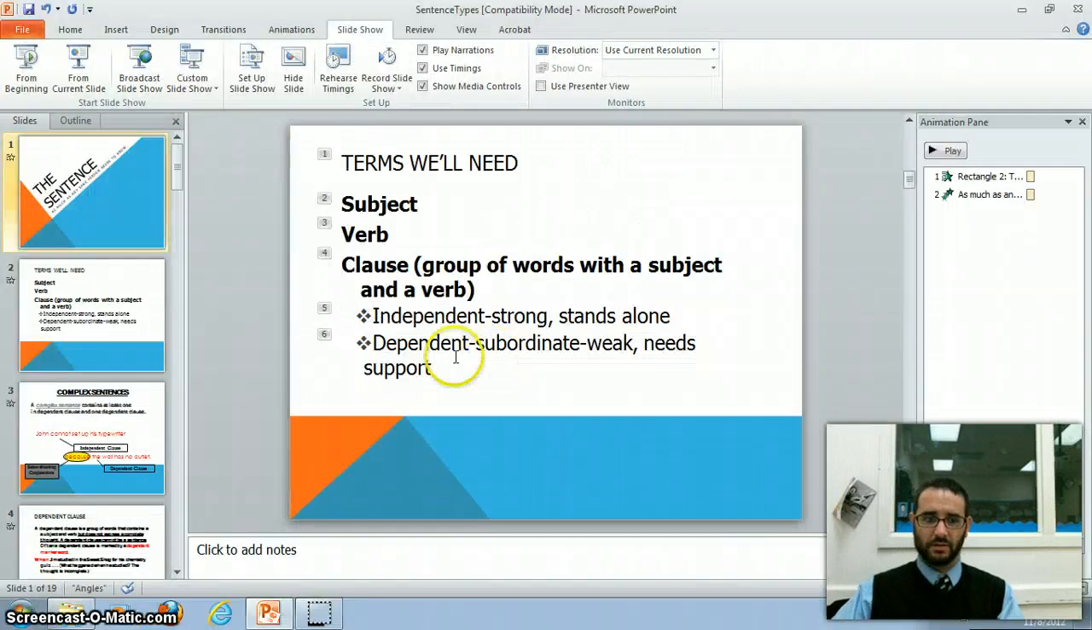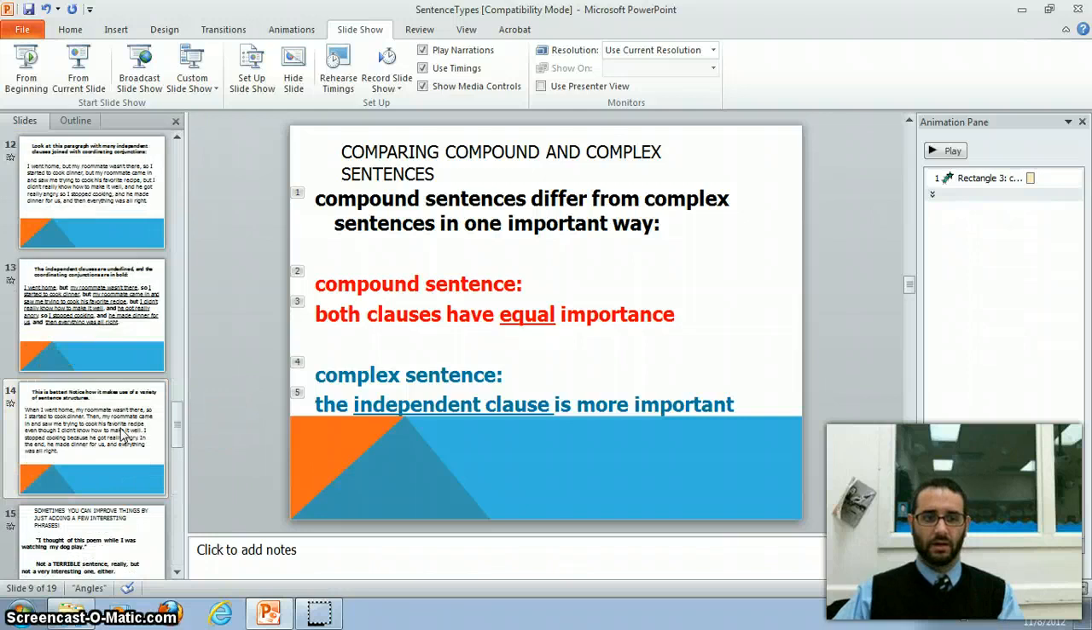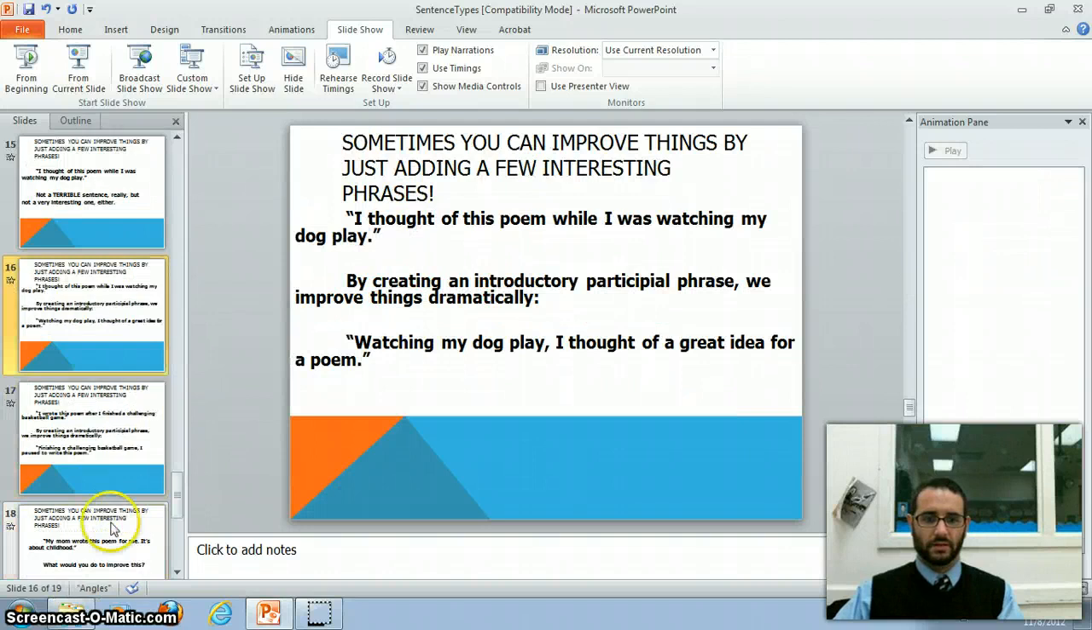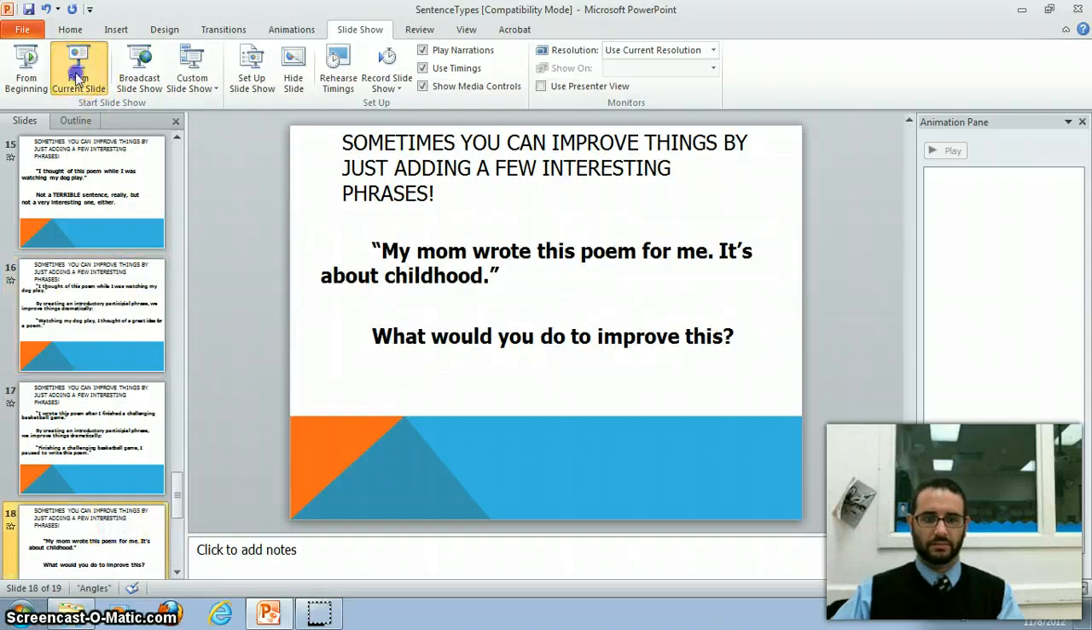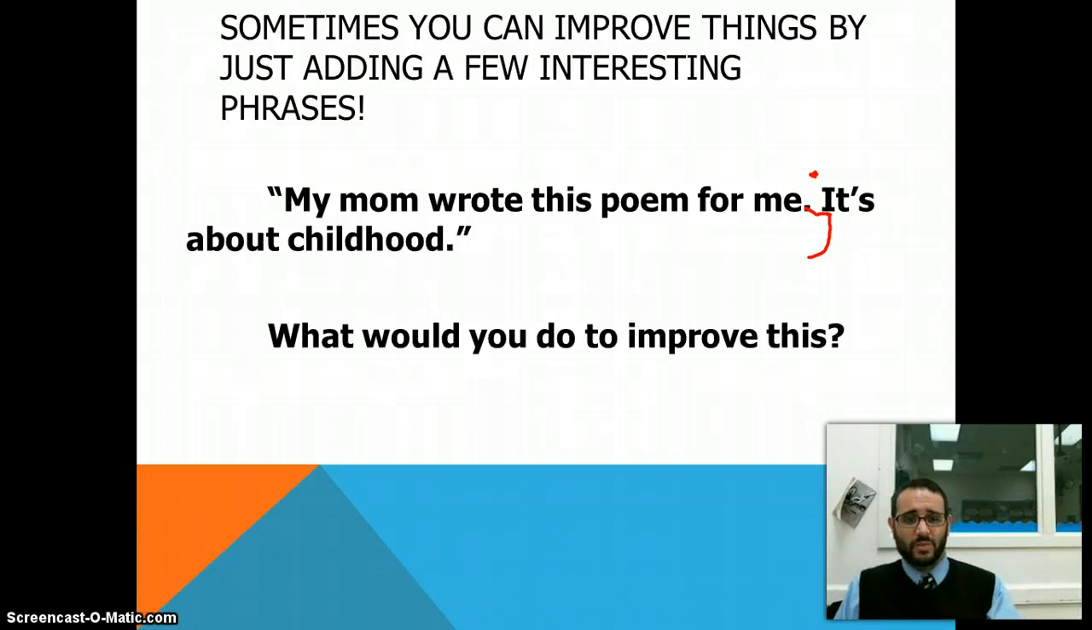Oops, go back. Sorry. All right, here we go. So what I would do is I would just put a semicolon right here and try and draw this. There we go, something like that. Make it a little more formal. Or you can make one more of a dependent clause because it's not as important.